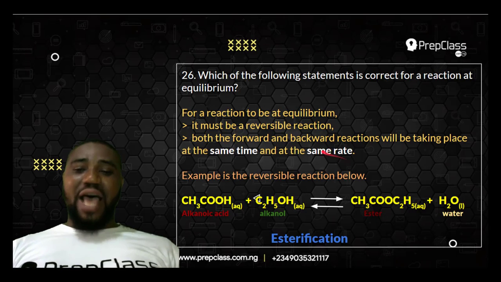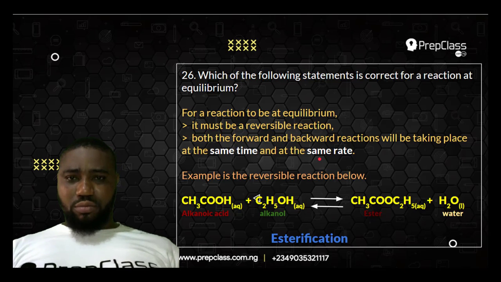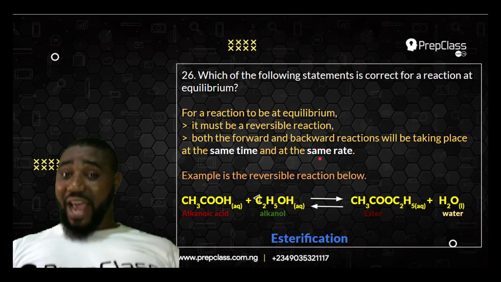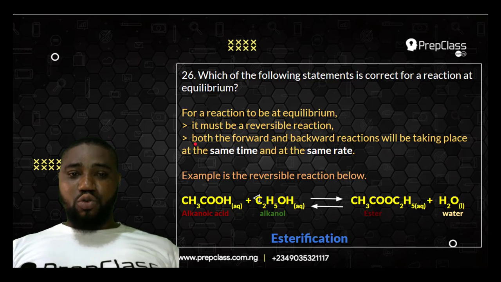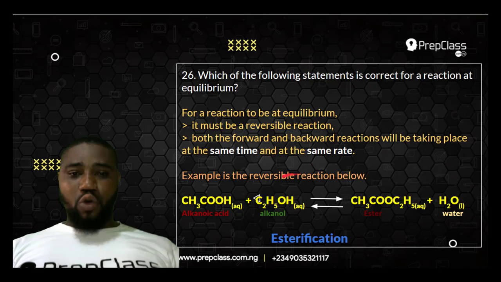Now look at what I did here to simplify everything. I said that for a reaction to be at equilibrium, you must understand two very important conditions. One, it must be a reversible reaction. Number two, both the forward and backward reactions will be taking place at the same time and at the same rate. Did you see what I gave you? For a chemical system to be in equilibrium, one, it must be a reversible reaction. Two, both the forward and backward reactions will be taking place at the same time and at the same rate. Look at the typical example I gave you here.